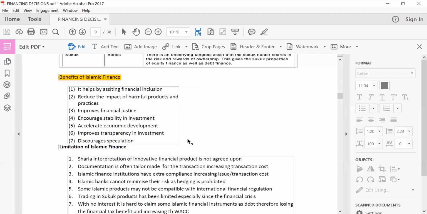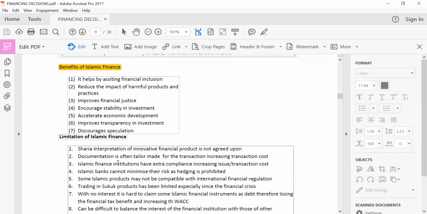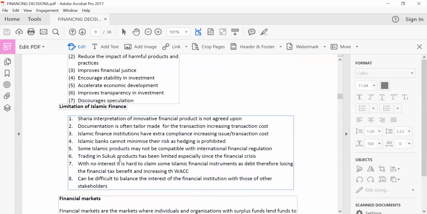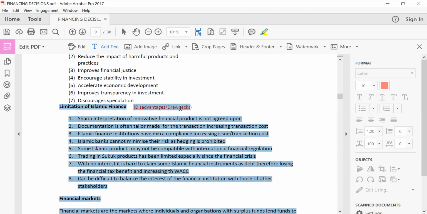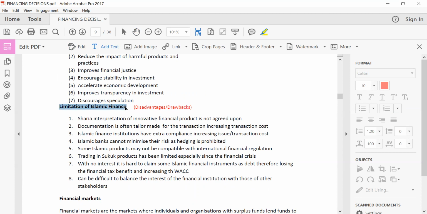So accelerates economic development, improves transparency in investment, discourages speculation. Limitations of Islamic finance, like disadvantages or drawbacks, right? The same item. Let me just indicate that name so that a student will not find himself wanting. So over here, the limitations, we are also saying disadvantages. Let me just say drawbacks, right? So these are limitations or drawbacks of Islamic finance, right?